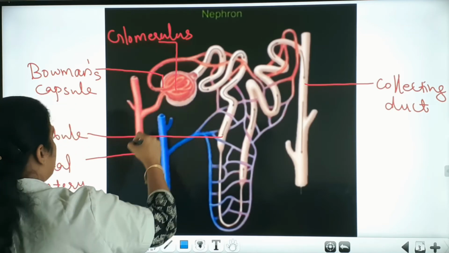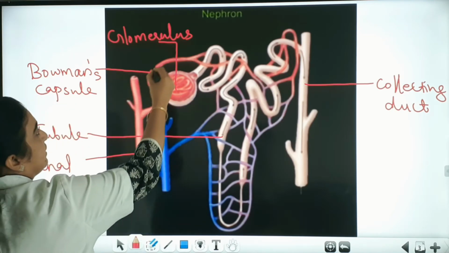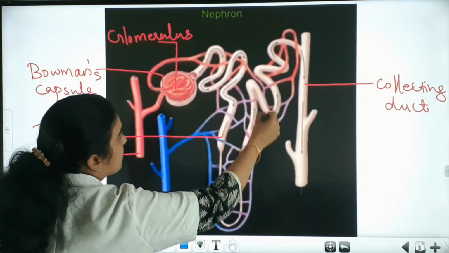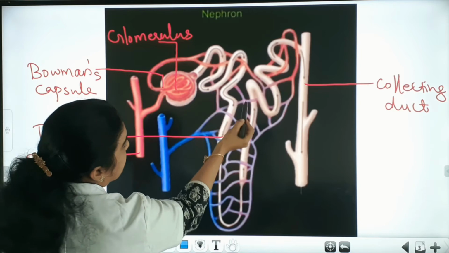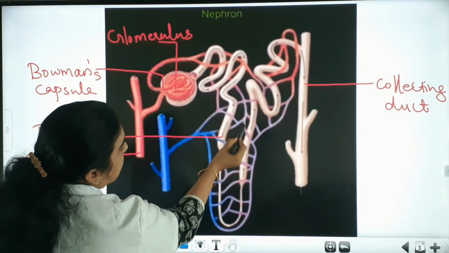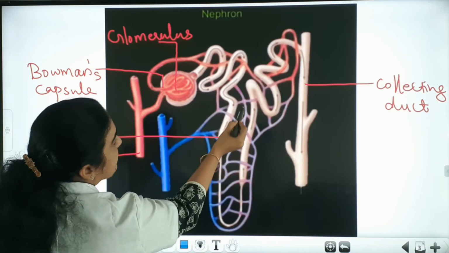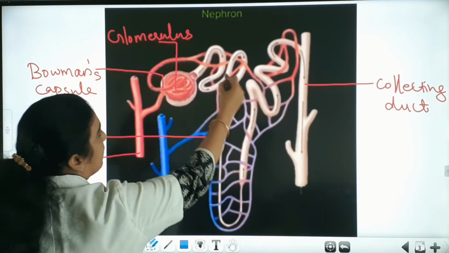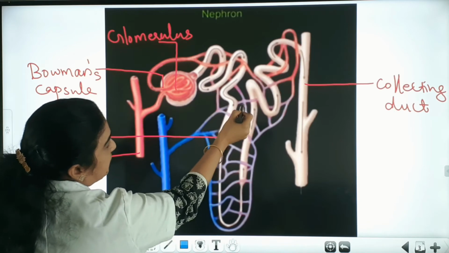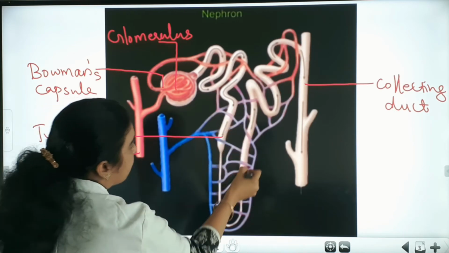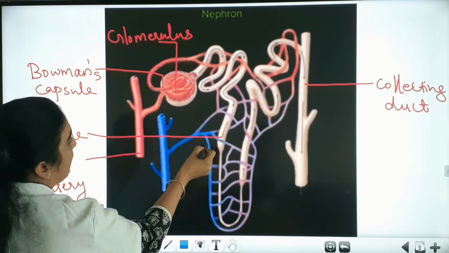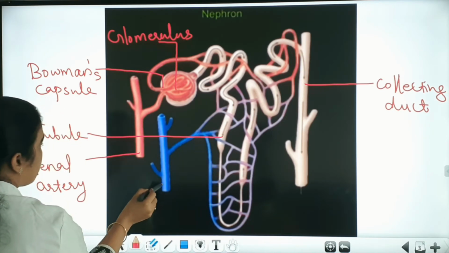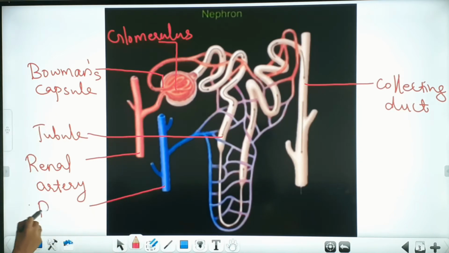One end is connected to the artery, and the other end comes out of the Bowman's capsule and surrounds the tubule. As you can see, this shape and color is the capillary. So this is the artery, red in color, then this is a capillary, and finally it joins with the renal vein. This bluish color is the vein. This is the renal vein.